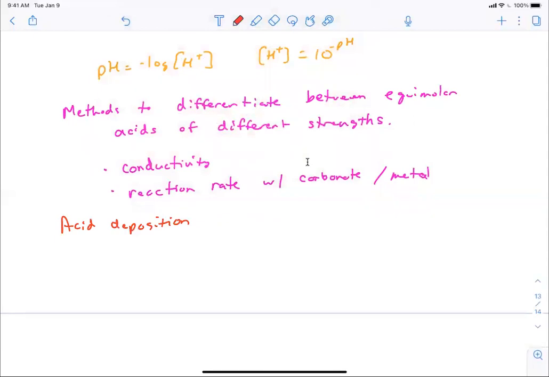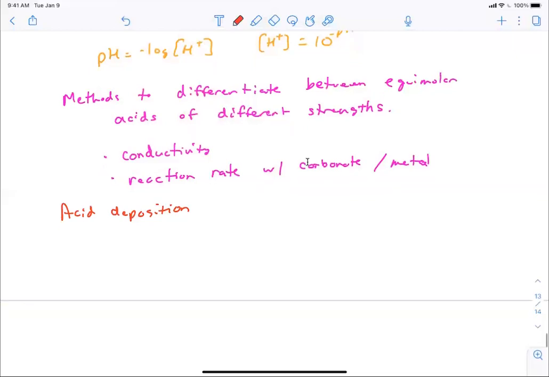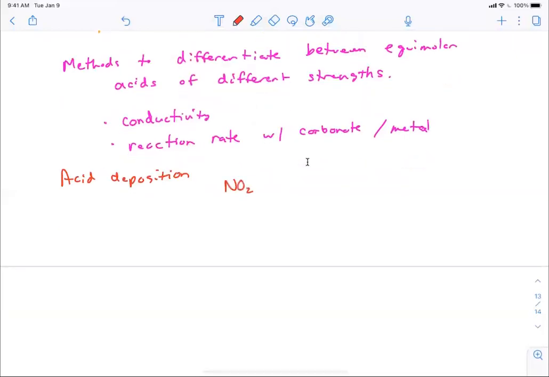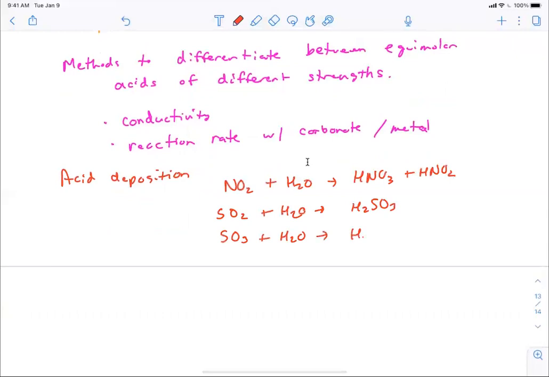Acid deposition. Okay, remember, rain is already slightly acidic naturally occurring because CO2 dissolves in it, so it's 5.6. It's the problem when you get further down, which is what caused the issues. And so you have things like nitrogen compounds and sulfur compounds, NOxes and SOxes, that produce these different acids. So they react with water to produce these acids, which lower the pH even more than usual.